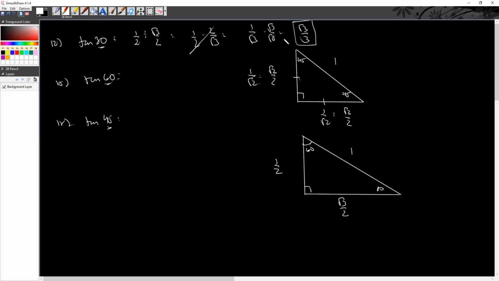Jensen, you okay with that? Yeah. All right, now 60, which triangle am I going to look at? The bottom one. So again, tangent is opposite over adjacent, right? Rad 3 over 2 divided by 1/2, which is going to be rad 3 over 2 times 2 over 1. The 2's cancel and you end up with just simply rad 3.